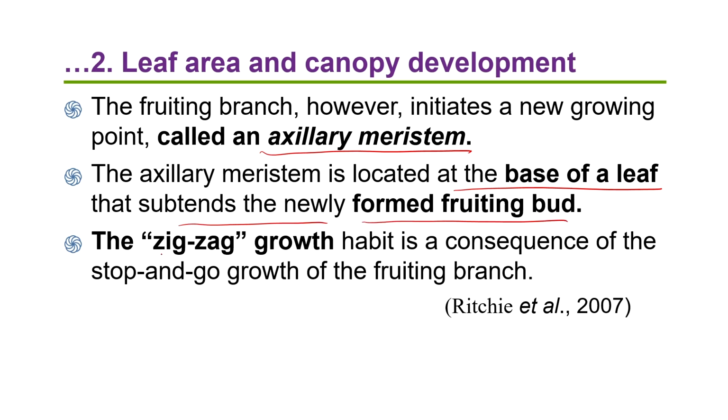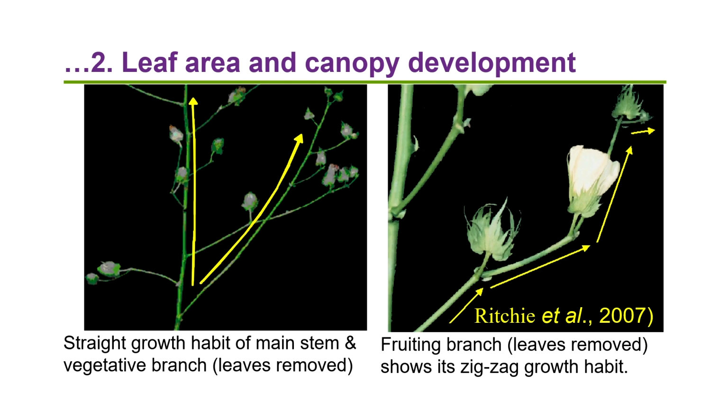The zigzag growth habit is a consequence of the stop and go growth of the fruiting branch. Now you can see very clearly the details of leaf area and canopy development. See the picture on the left side: straight growth habit of main stem and vegetative branch, leaves removed here. You see the yellow arrow, it is showing the main stem of the cotton plant, and then it is giving you branching.